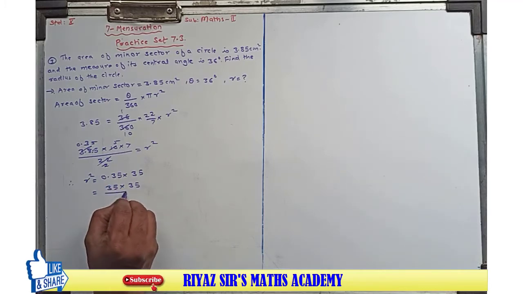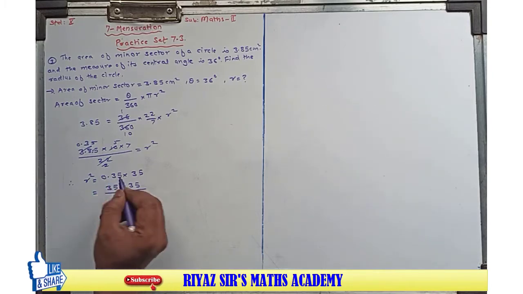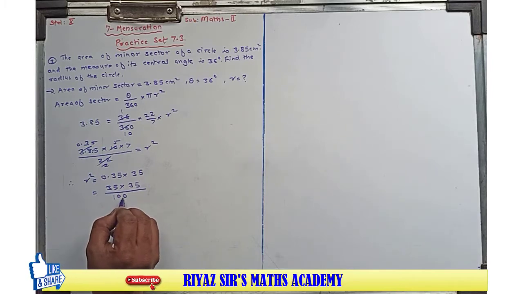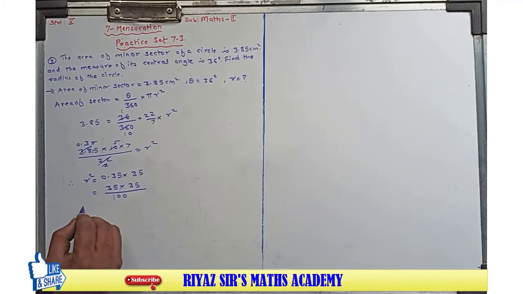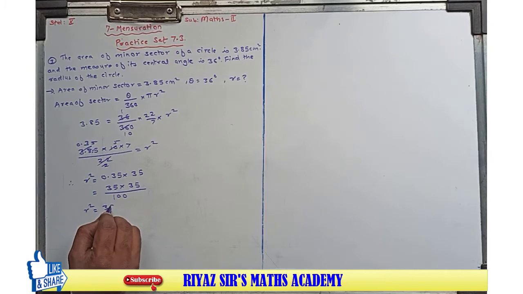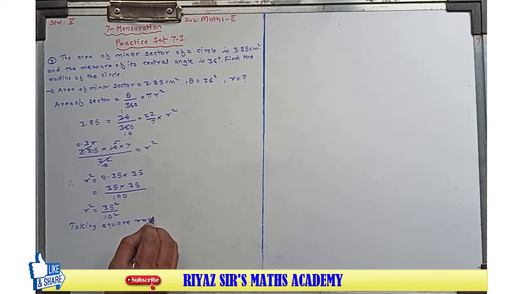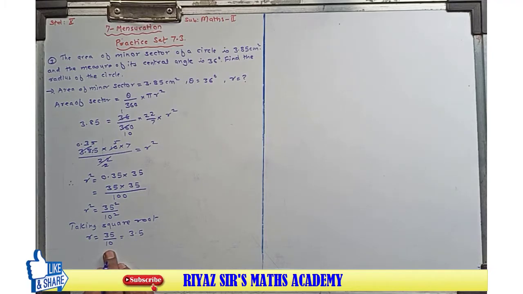We remove that decimal point. To remove that decimal point, we have to take denominator as 1 and add 2 zeros, because after decimal there are 2 digits, so after 1 we have to put 2 zeros. In this way we can remove the decimal point. Okay, so r square is equal to 35 square upon 10 square. All numbers are square numbers, so taking square root, you will get r is equal to 35 divided by 10, and 35 divided by 10 is nothing but 3.5.